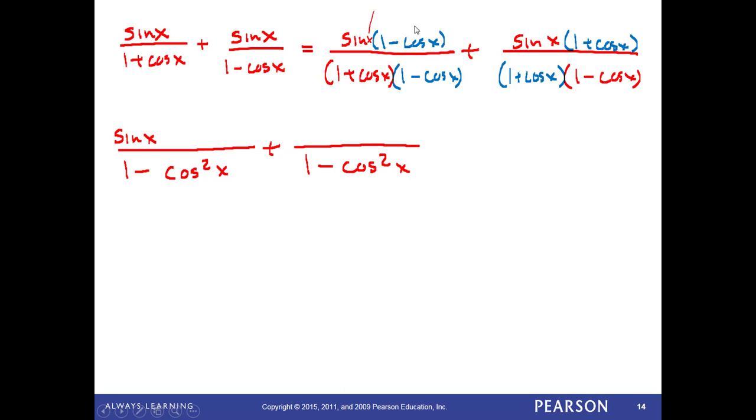Sine of x times a negative cosine gives you negative sine x cosine x. Over here, sine of x times 1 gives you sine of x, and then sine of x times a positive cosine gives you a plus sine x cosine x. Okay, let's keep on going.